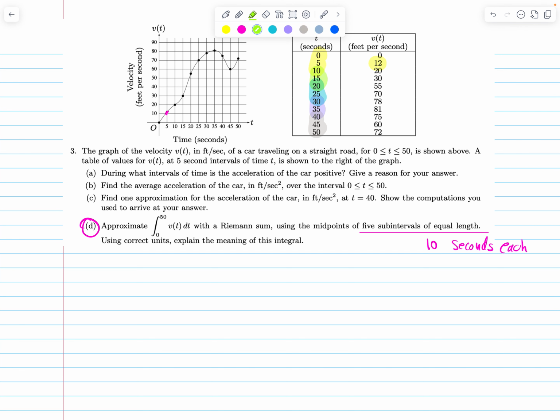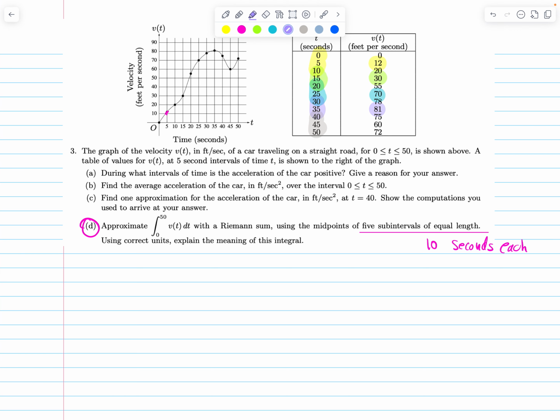The y value at the midpoint of 10 and 20 is whatever y value is above 15. That's given on the table as 30. The y value at the midpoint of 20 to 30 is the y value that corresponds to 25 on the table. That's given as 70. These are the heights of my rectangles that I'm going to use to approximate this area.